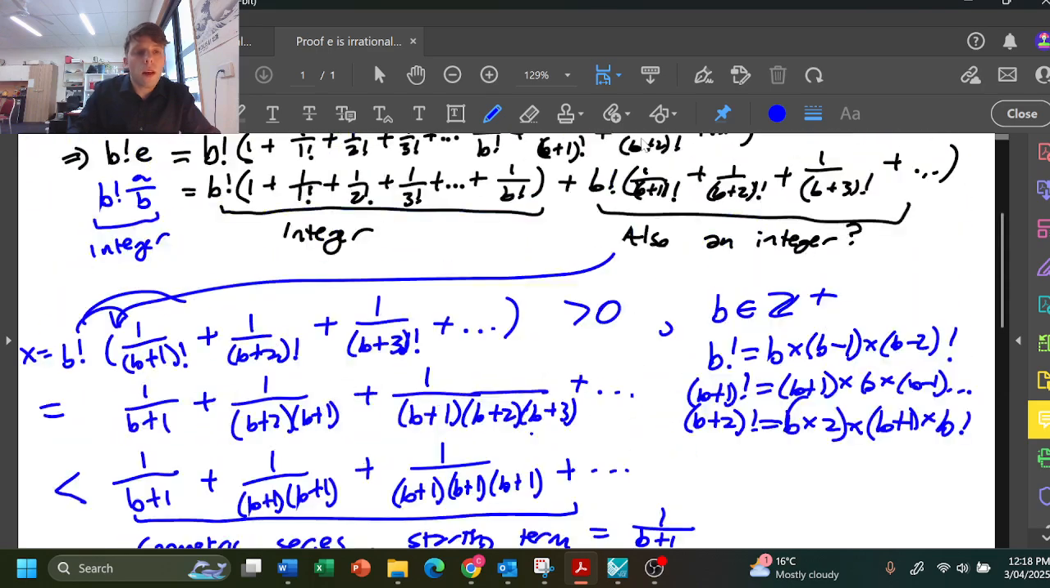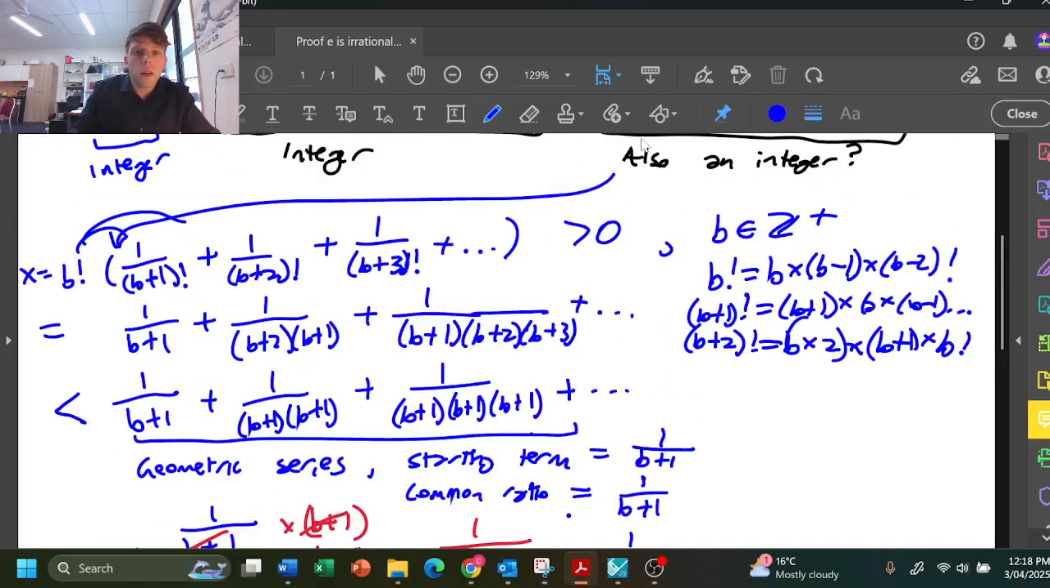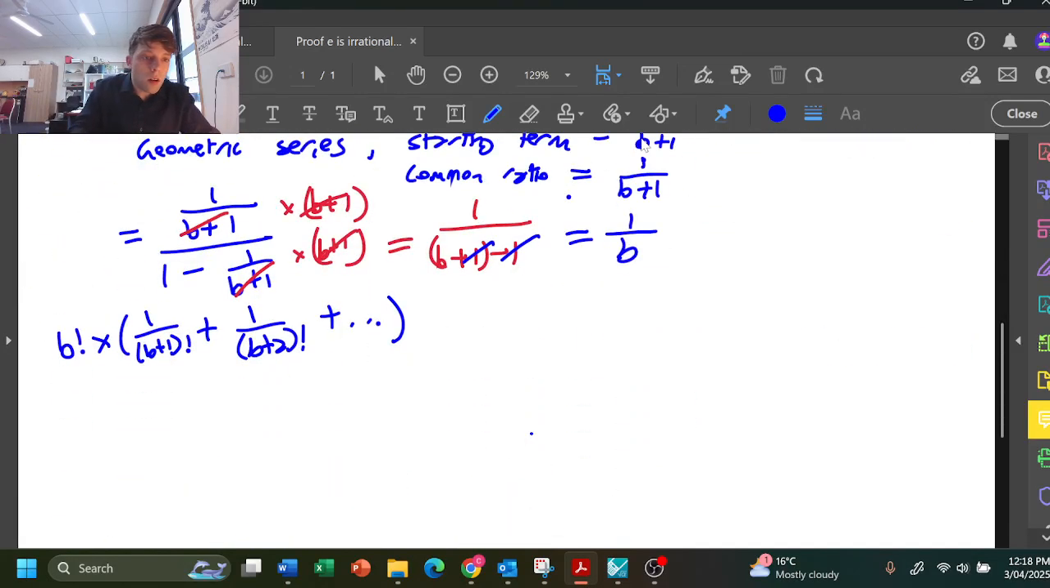This overall thing that we've looked at here is, as we set up here, greater than 0. So it's greater than 0. And we've now found that it is less than 1 over b.